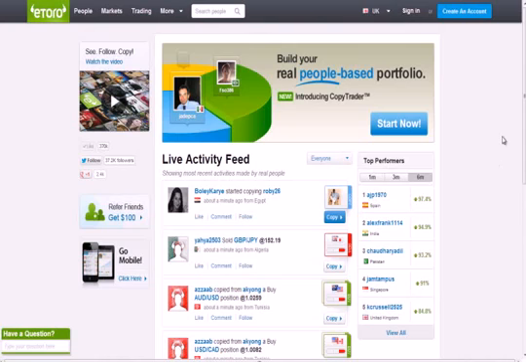Welcome to eToro's OpenBook. A lot of people ask us, what is the copy trader? Well, the copy trader is the heart and soul of the idea that is social investment. Let me show you how you can copy the most profitable traders into your accounts. The first thing I have to do is log in.